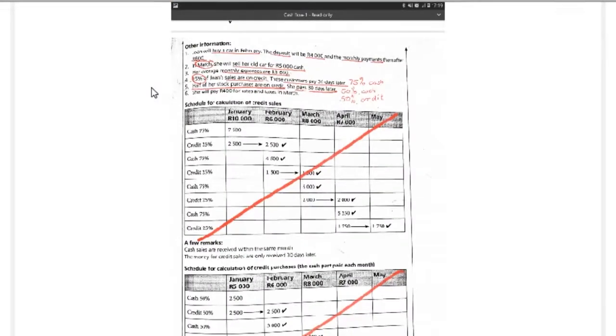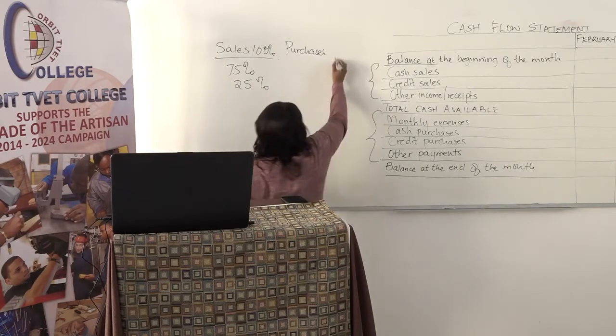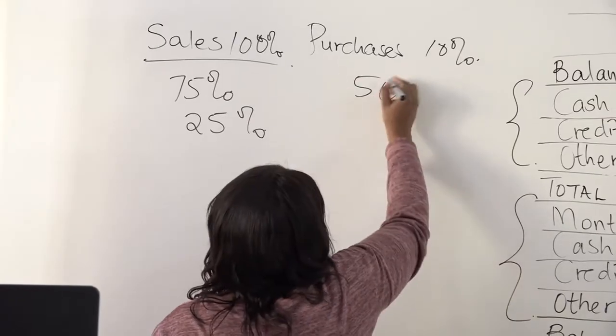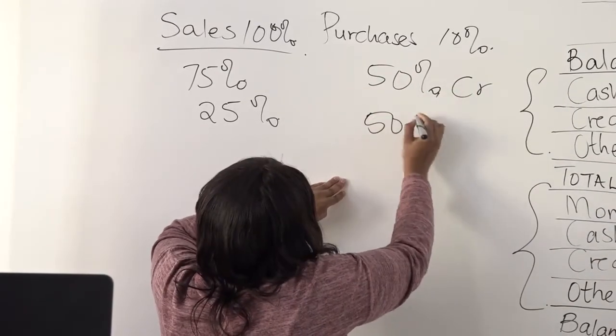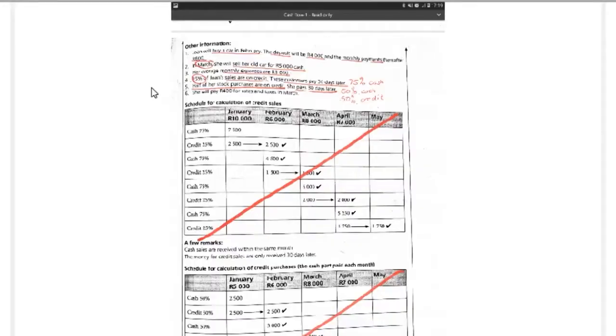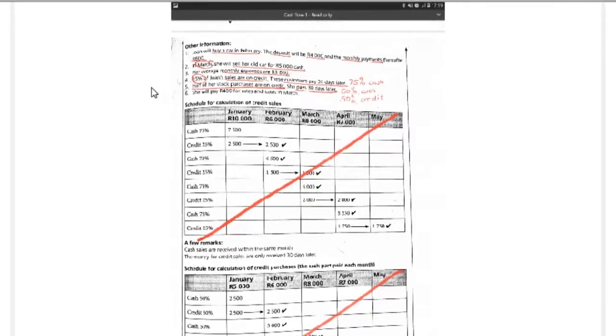Number 5, half of stock purchased are on credit. She pays 30 days later. Now, the owner of the business purchases some of the stock at half. Now, when they say half, it means that you need to check. We have 100% purchases. Now, half of 100% is 50%. This simply means that 50% will be on credit and 50% will be on cash. Then the last transaction, she will pay 400 rands for rates and taxes in March.